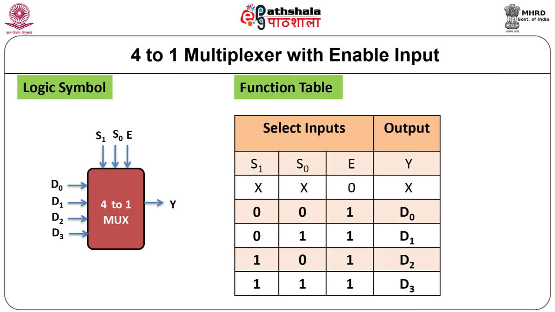In many situations, an enable or gating input is added to the multiplexer. The multiplexer will be enabled or operative only when the enable input is active. In this case, enable is active high. When E is equal to 0, the multiplexer function is disabled. To enable the multiplexer, E must be set to 1. You can see this through the function table of the 4-1 multiplexer as shown here. Depending upon the select input combinations 00, 01, 10 or 11, the output of the multiplexer could be D0, D1, D2 and D3, with the assumption that the enable input is 1.